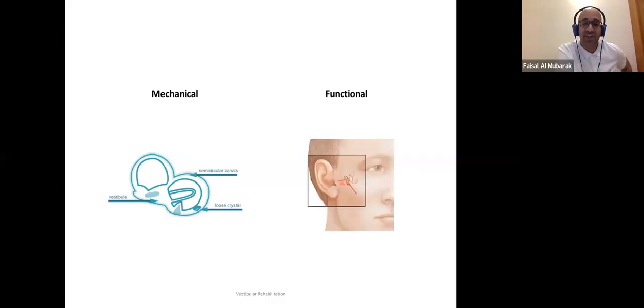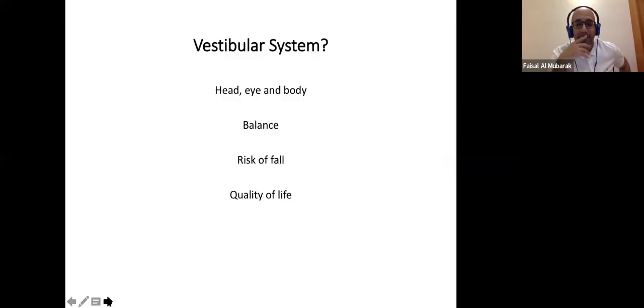In this case, the treatment is some maneuvers where we bring these crystals back from the semicircular canals and take them to their place in the otolith organ. We do this by repositioning maneuvers, which we can do in the clinic within a few minutes, right? All right, so let's move now.